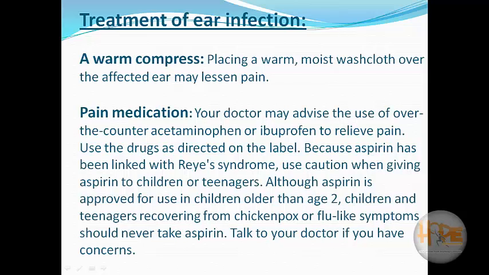Because aspirin has been linked with Reye syndrome, use caution when giving aspirin to children or teenagers. Although aspirin is approved for use in children older than age 2, children and teenagers recovering from chickenpox or flu-like symptoms should never take aspirin.